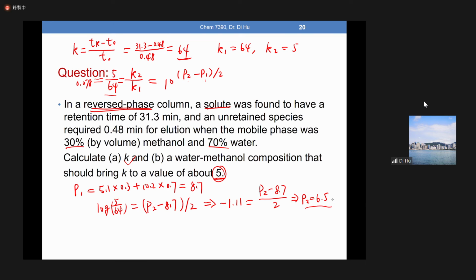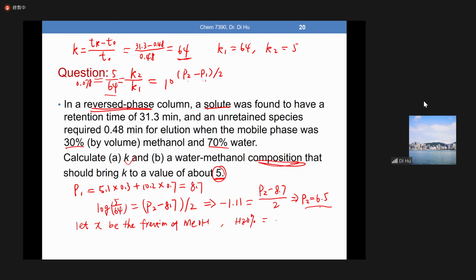And now it comes to a point where some students get confused. They say, we only have P2, but now you ask me about composition. How can I know the composition? Okay, we just set x to be the fraction of methanol. Because we only have two solvents mixed together, if methanol is x, so how about water?